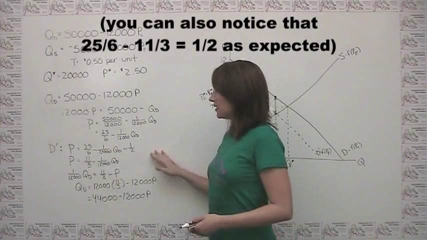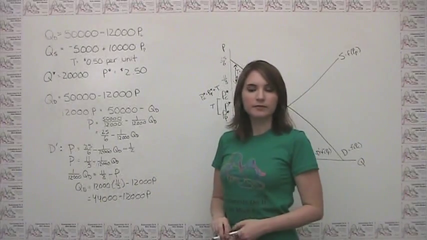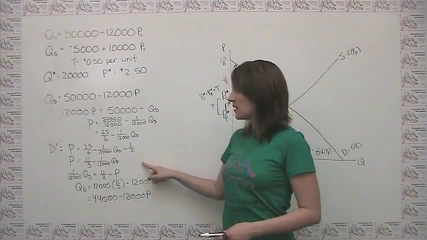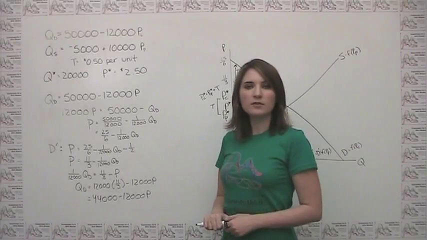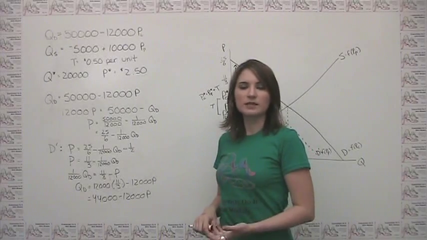So this is a completely acceptable way of shifting our curve. But it's a little bit messy and there's a lot of arithmetic to be done. So then we can say, well, how can we do this in a less labor-intensive fashion?